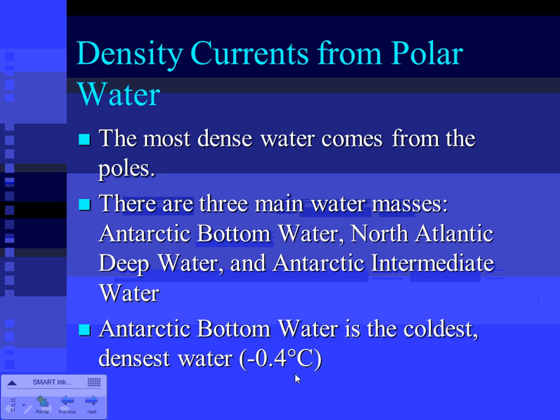Density currents from the polar water. The most dense water comes from the poles because it's going to be cold and it's going to be saltier because of the ice. There are three main water masses: the Antarctic bottom water, the North Atlantic deep water, and the Antarctic intermediate water. And just as a reference, the Antarctic bottom water is the coldest, densest water at negative 0.4 degrees Celsius. And remember, in a previous video, I talked about how it's possible for the water to be colder than the freezing point, because when you add in that salt, it's actually going to lower the freezing temperature.